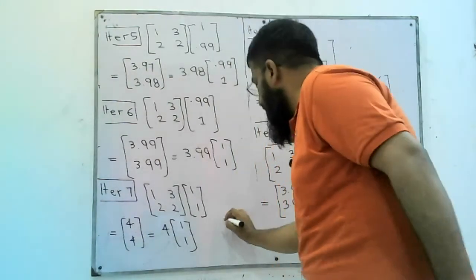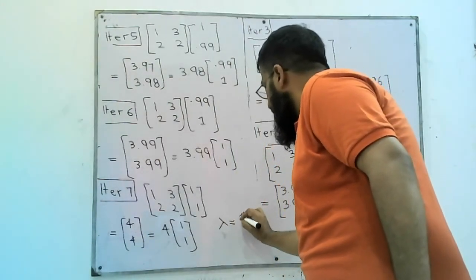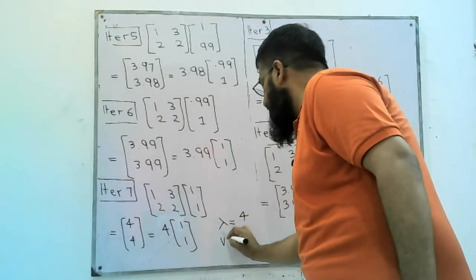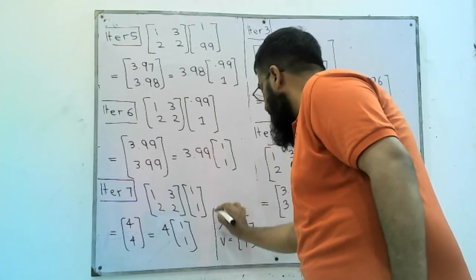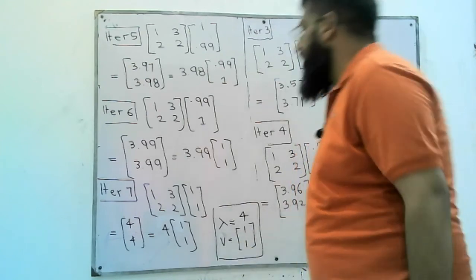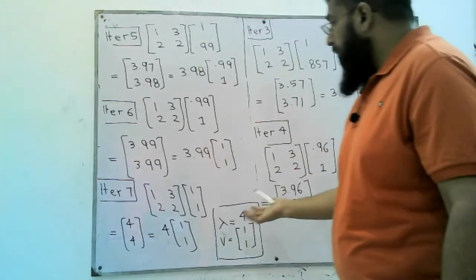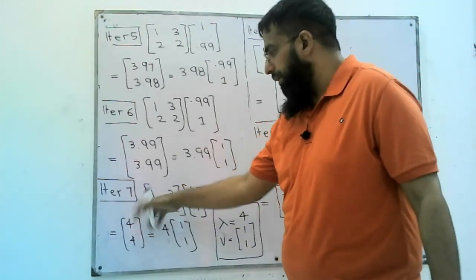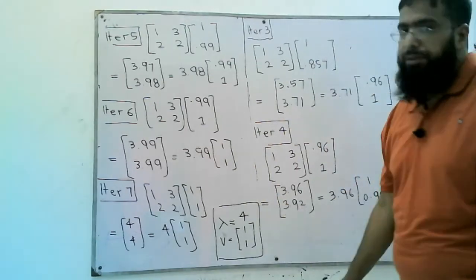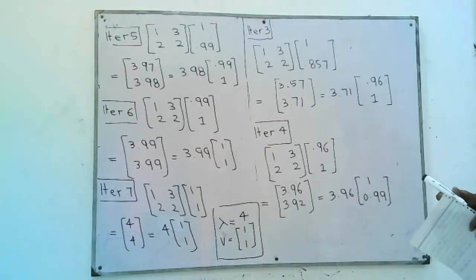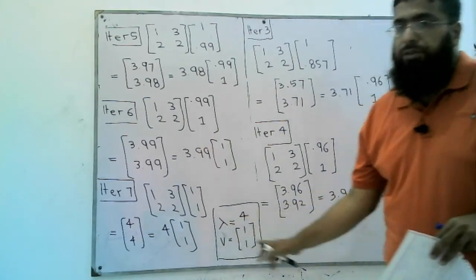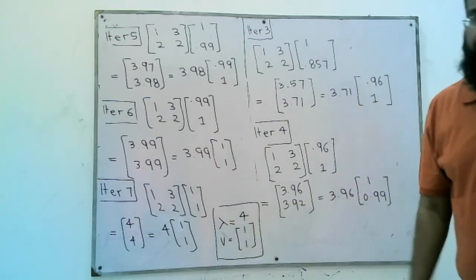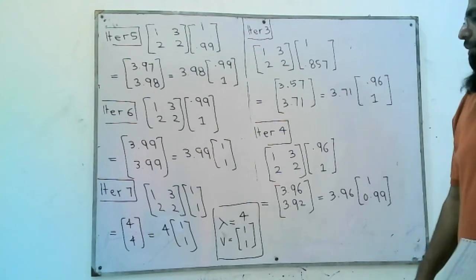This means the significant eigenvalue lambda is 4, and the corresponding eigenvector is [1 1], which we have converged on. If we keep on having more iterations, iteration number 8, 9, 10, that won't change the result. The result would be the same. So we have converged to the significant eigenvalue and the corresponding eigenvector. That's all about the power method.